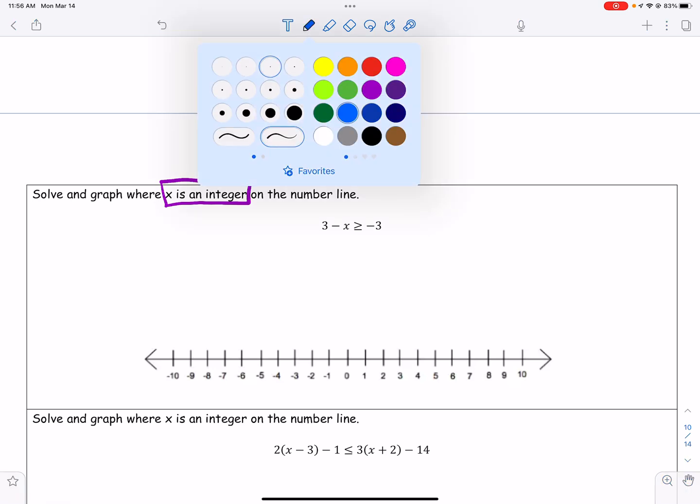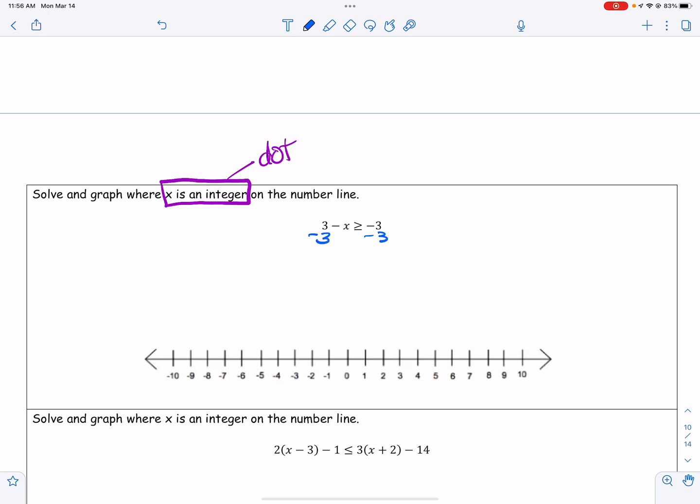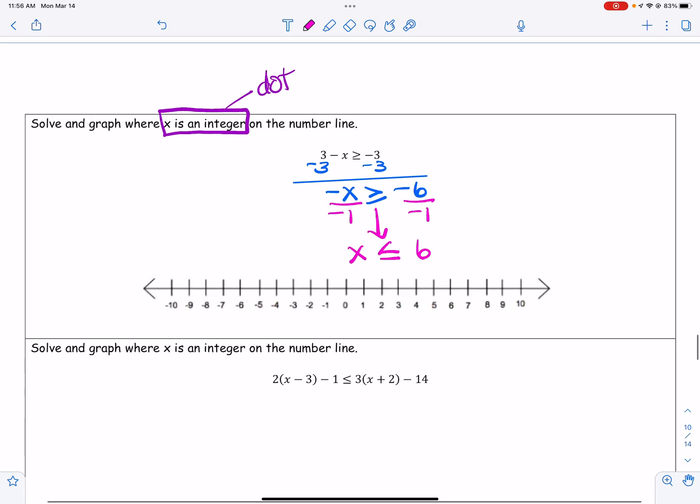And I am going to subtract 3. So be careful because there is a negative number in front of that x. Negative x is greater than or equal to negative 6. In order to get rid of that negative 1, we are going to divide, which means I'm going to reverse the sign. So x is less than or equal to 6. And that means 6 is included. And then I'm going to have dots on every number, that's a lot of numbers, to the left of positive 6.